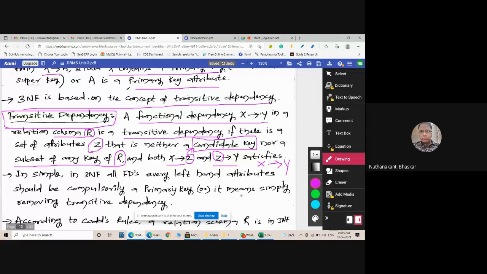Here, as per the transitivity rule, X determines Z and Z determines Y, then you can write directly X determines Y. When accepting third normal form, there is no chance of the candidate key. When you write X determines Z, Z determines Y, we are avoiding that indirectly, so that we can write directly X determines Y as per the transitive dependency. It means we are avoiding the non-trivial dependency. Are you clear?